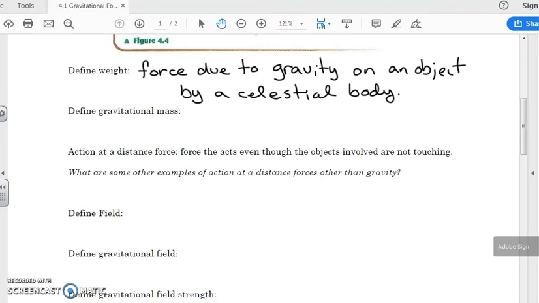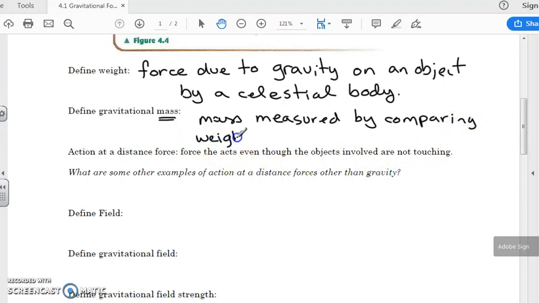There is a big difference between gravitational weight and mass. Mass is just the amount of matter that we have, where weight is the actual gravitational force acting on it. Now, these are used interchangeably because a gravitational mass is just a mass measured by comparing the weights of known masses.